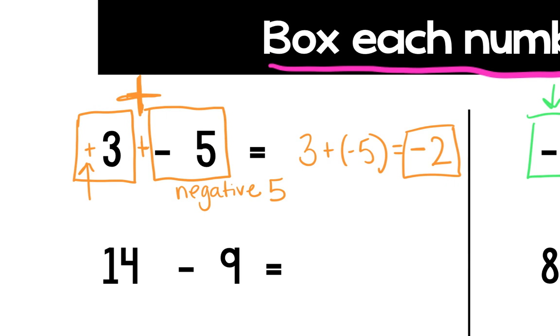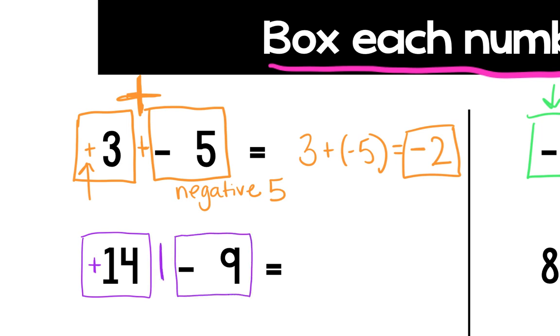So we have 14, it's a positive 14, and then we're going to box in the subtracting 9. This becomes a negative 9, and now we're going to add these together. So we have 14 plus negative 9. The positives are going to win this battle by 5, and you can just write 5 instead of plus 5. Either way works.